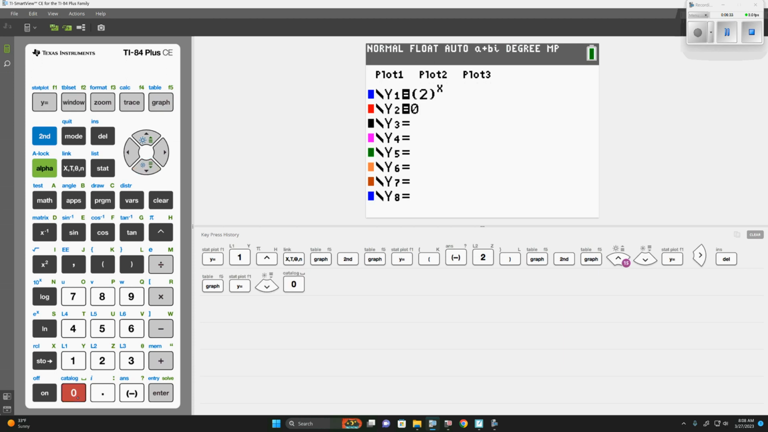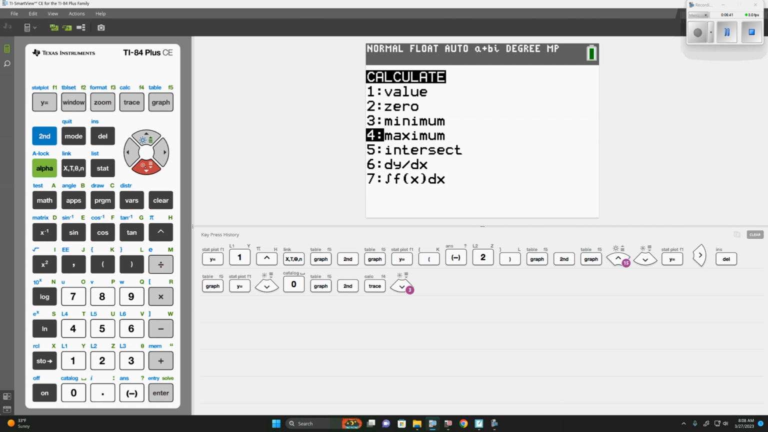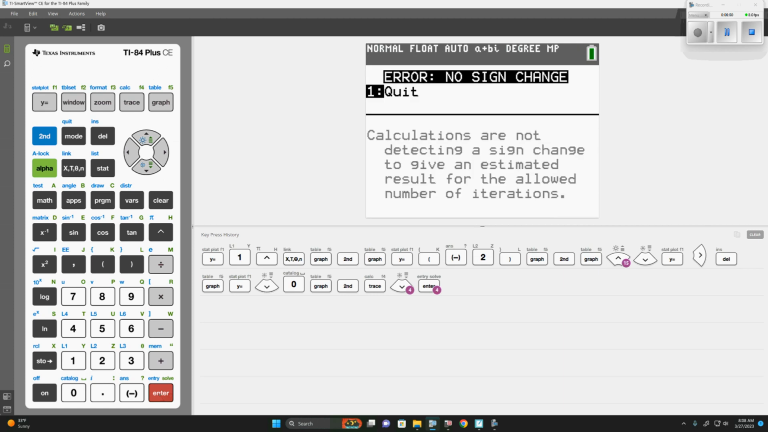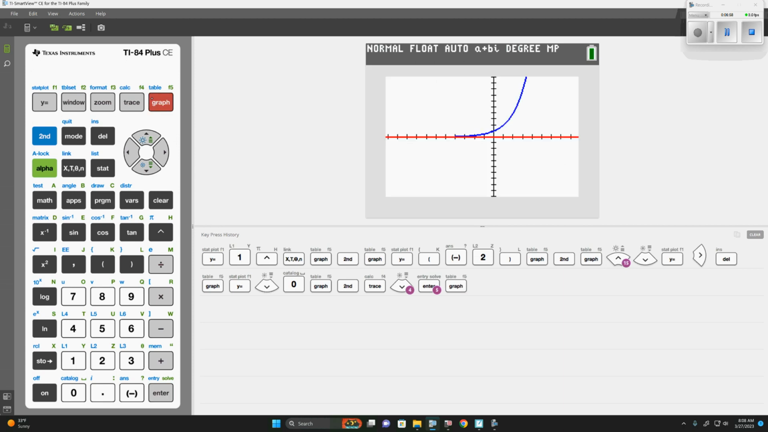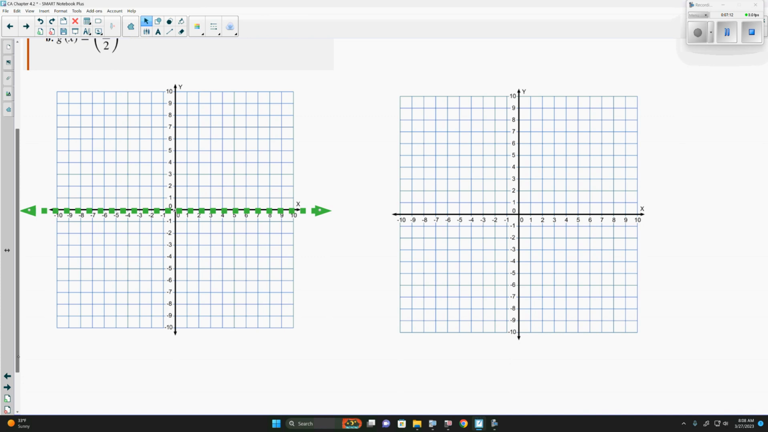And I can create these two lines here. The reason I do this is because, as we've seen already, we can do second trace intersect to see where they cross. Enter, enter, enter. There's no sign change. There's no place where these two are going to intersect. So what that's telling us is that there's no way for the blue, our y equals 2 to the x, to intersect the x-axis. That is our horizontal asymptote. And in ALEKS, when you're graphing it, you're going to need this asymptote.